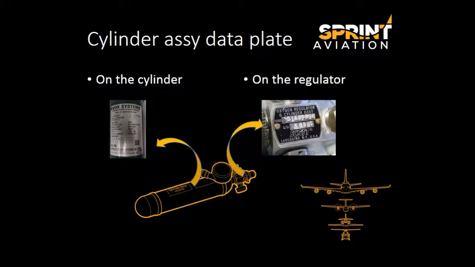The part number and serial number of the assembly is located by the manufacturer on the regulator or on a label directly on the cylinder. Some operators are tracking the assemblies using the steel cylinder serial number or by their own internal identification protocol.